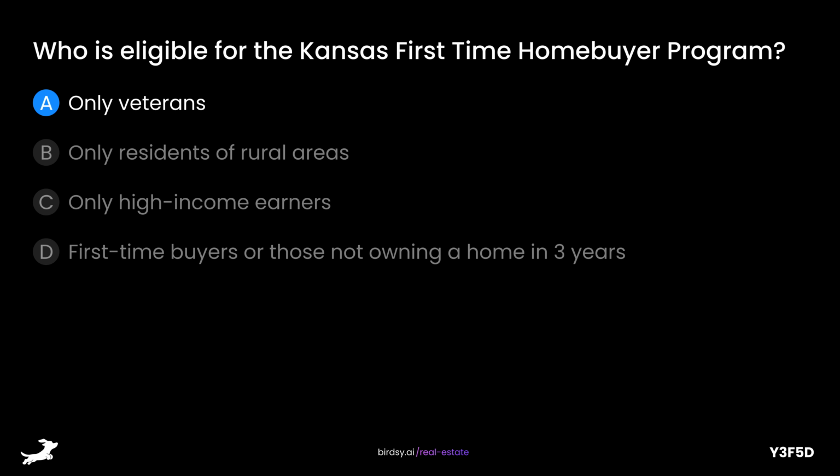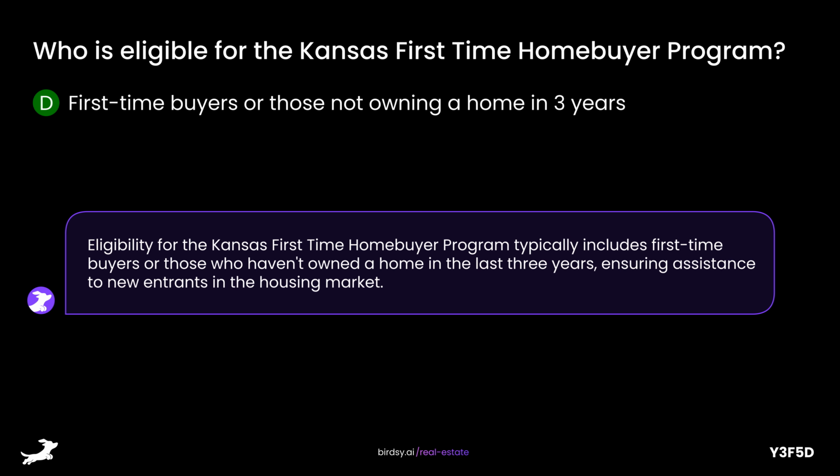Is it A, only veterans, B, only residents of rural areas, C, only high-income earners, or D, first-time buyers or those not owning a home in 3 years? The answer is D, first-time buyers or those not owning a home in 3 years. Eligibility for the Kansas First-Time Homebuyer Program typically includes first-time buyers or those who haven't owned a home in the last 3 years, ensuring assistance to new entrants in the housing market.